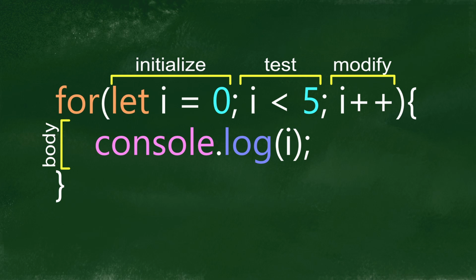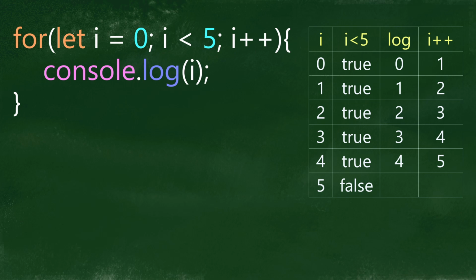An important point to be aware of is the order of initialization, testing, and adjusting the counter. The initialization happens only once. The test is performed right before each execution of the code in the body. The adjustment to the value of the counter happens after the code in the body has been executed. In this example, the initial value of i is 0 and 0 is less than 5, so the code in the body of the loop will run. After that code runs, the value of i is incremented by 1.